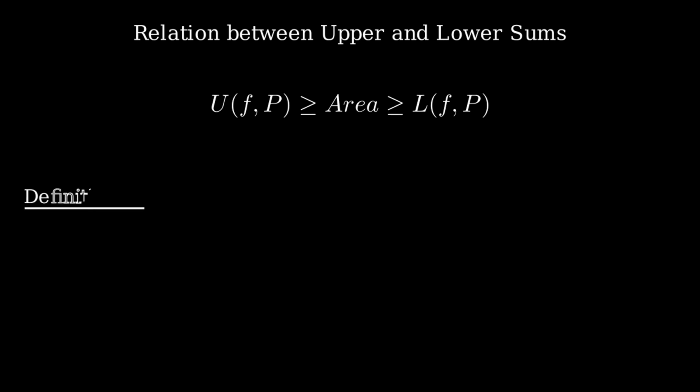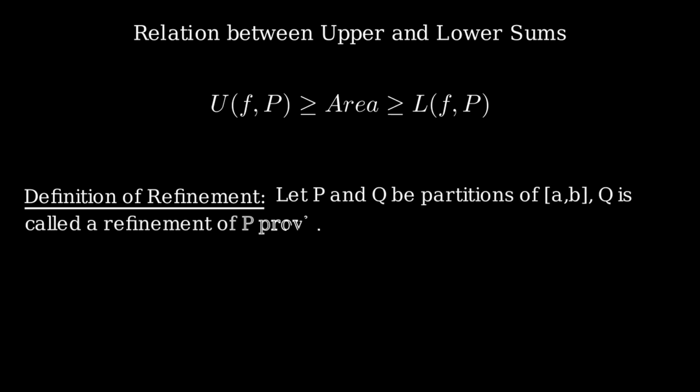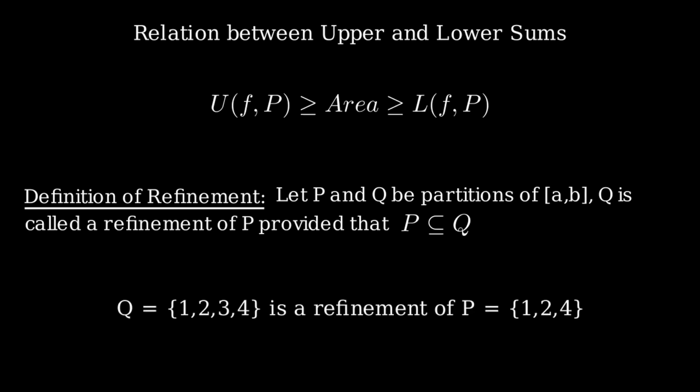Let P and Q be partitions of the same interval. We say that Q is a refinement of P if P is a subset of Q. For example, if we have the partitions P equal to the set containing the elements 1, 2, 3 and Q equal to the set containing the elements 1, 2, 3, 4, we say that Q is a refinement of P, as the set P is a subset of Q. It can be understood as that to form a refinement we have to add more subintervals in the partition, that is, include more elements in the set.